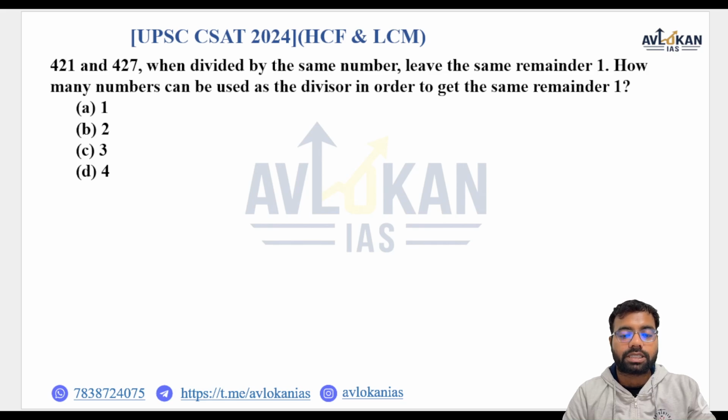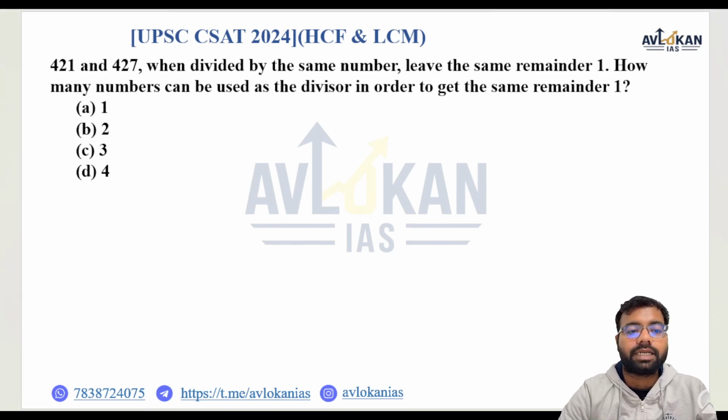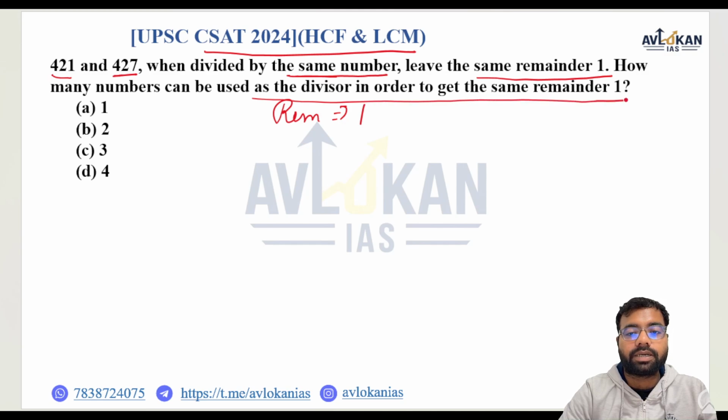Today we are going to discuss a question of HCF and LCM that came in CSAT 2024. The question is: 421 and 427, when divided by the same number, leave the same remainder 1. So the remainder they are leaving is 1. How many numbers can be used as the divisor in order to get the same remainder 1?